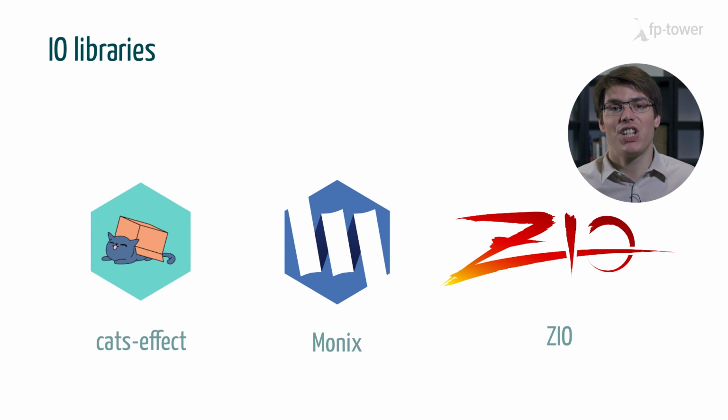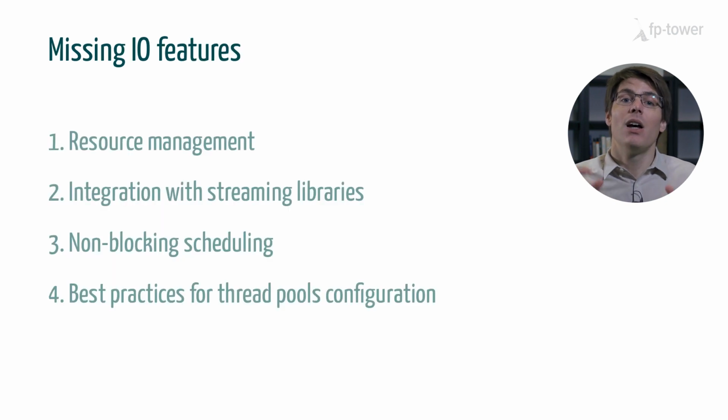As I mentioned in this chapter, there are several open source libraries which implement the I/O pattern. The most popular ones are Cats Effect, Monix, and ZIO. And these libraries go much further than what we have covered in this course. Here's a few examples. First, resource management. For this, they let us package initialization and tear down functions together. For example, opening and closing a transaction.